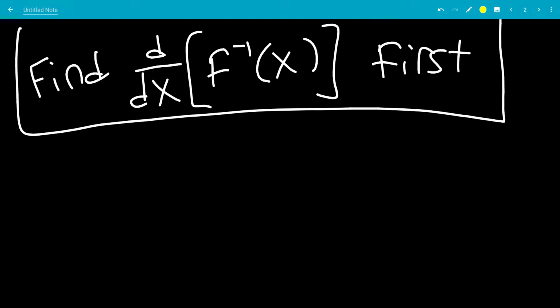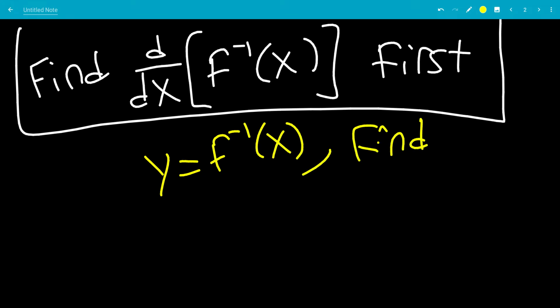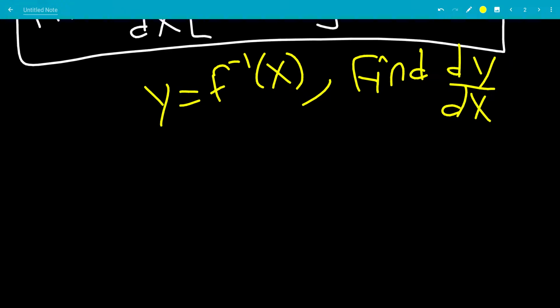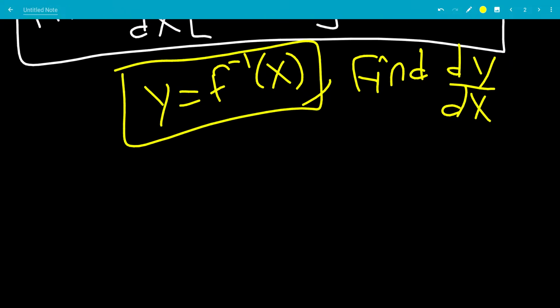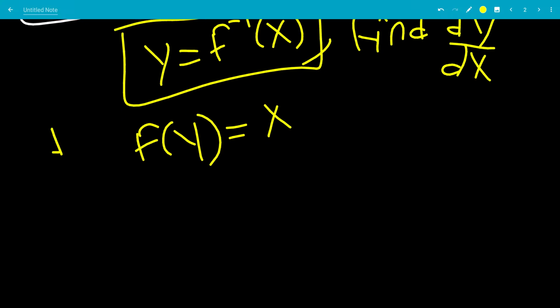Okay, we're going to first find the derivative of f inverse of x. So we're going to let y equal f inverse of x. That's the inside, so that means we have to find dy/dx. Now on this equation, we're going to take f on both sides. So f of y equals f of f inverse of x, which is just x, because f and f inverse will cancel. Now we're going to take the derivative with respect to x on both sides.